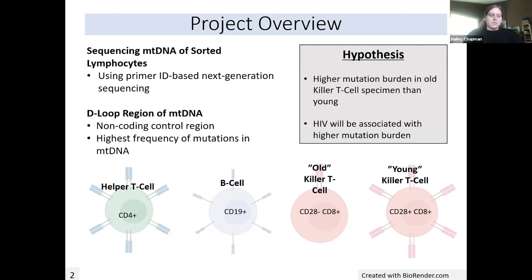This precise sequencing of sorted cells has never been done before, and it is exploratory. So I cannot say which specific subsets we expect to be higher in HIV. However, we do hypothesize that there will be a higher mutation burden in the older killer T cells compared to the younger ones. Just as we see an increase in mutation burden with physiological age, we also expect to see this with cellular age. We also expect that HIV will be associated with a higher mutation burden. Next slide, please.